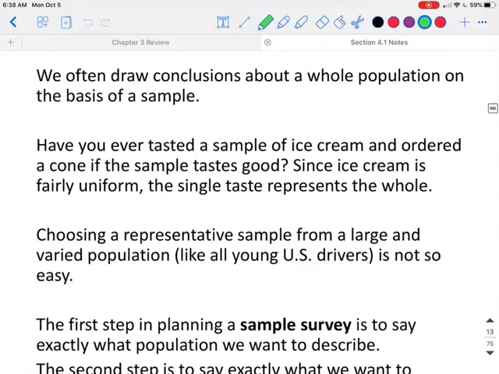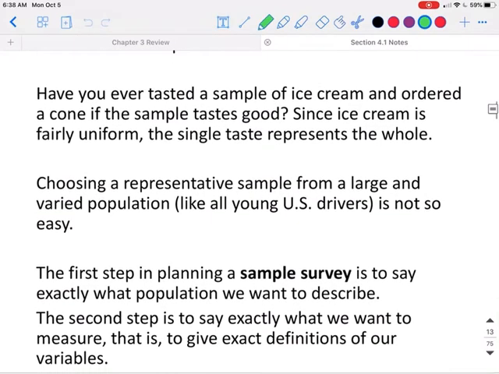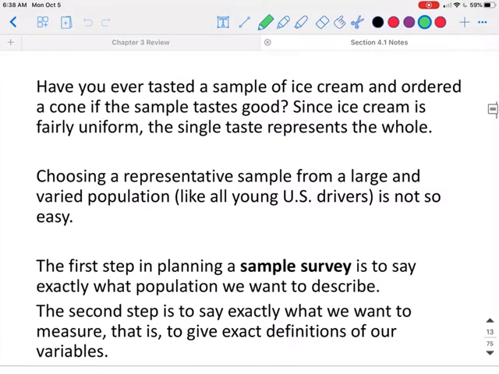We often draw conclusions about a whole population on the basis of a sample. Have you ever tasted a sample of ice cream and ordered a cone if the sample tastes good? Since ice cream is fairly uniform, the single taste represents the whole. Choosing a representative sample from a large and varied population, like all U.S. young adult drivers, is not so easy.